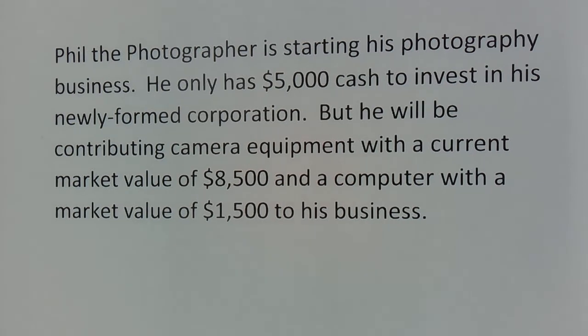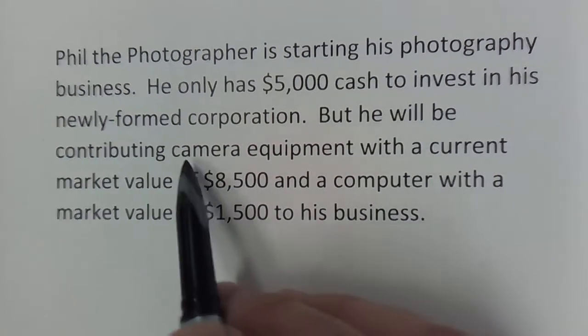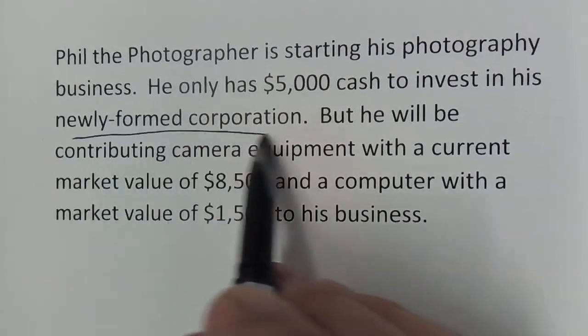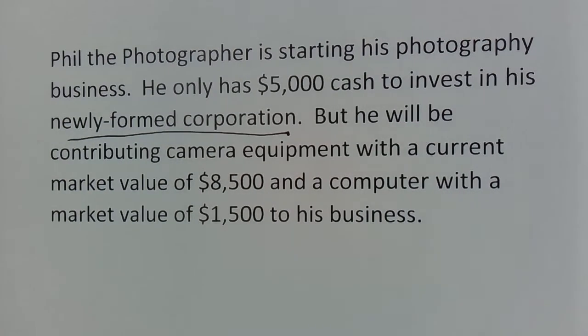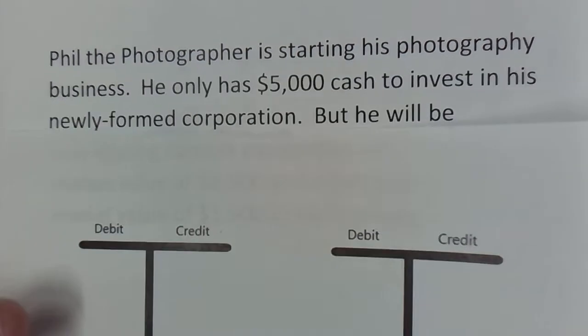So in this case, he's not just contributing cash. He's also contributing some equipment, which will no longer belong to him. It will belong to his corporate entity because we're using, again, a newly formed corporation. Let's go ahead and set up our T accounts for this again. It'll make it a lot easier.